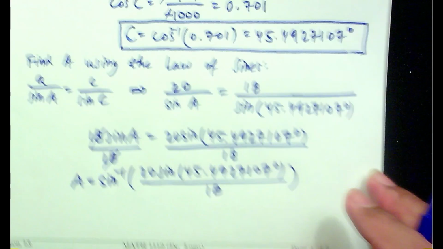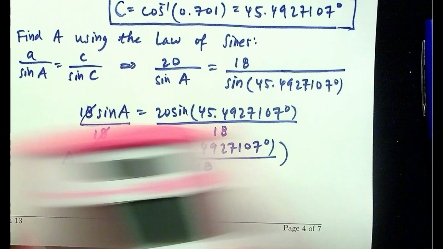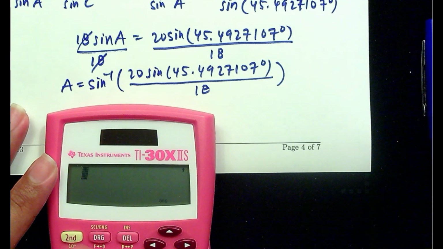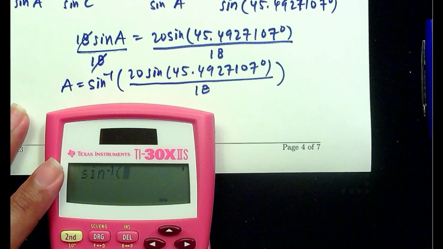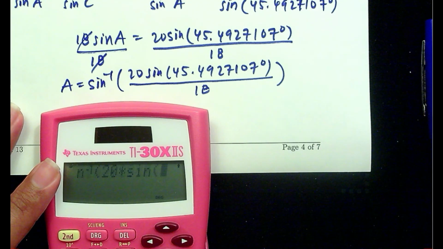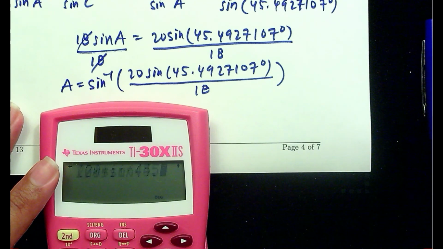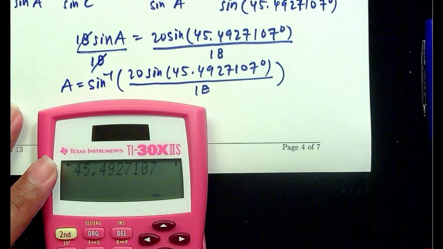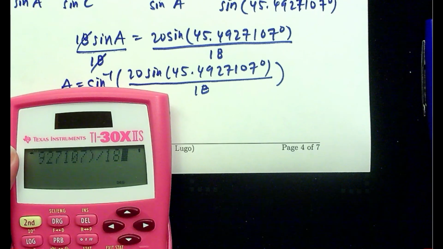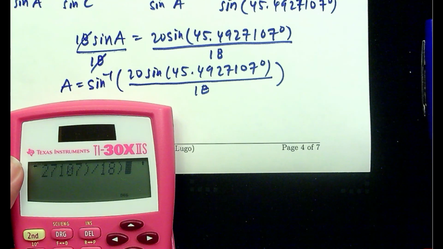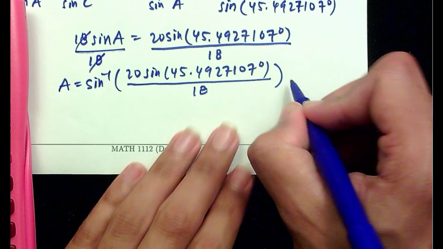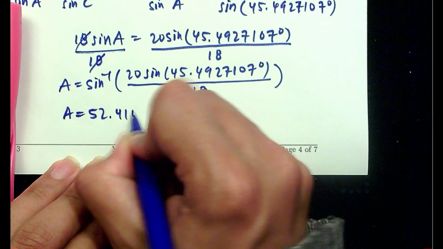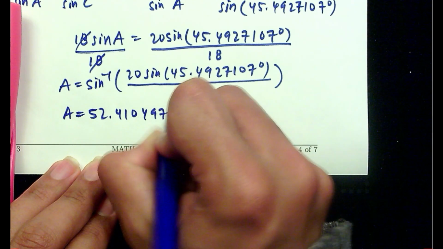Okay, it looks like a mess, but let's be careful when entering this. So sine inverse of 20 times sine of 45.4927107, close parentheses, divided by 18, close parentheses, equal. So we get that A equals 52.41049704 degrees.